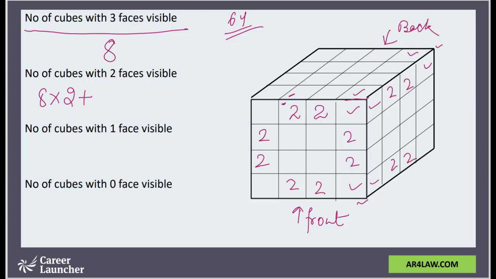Now similarly, these cubes also, the ones that I'm writing 2 here. So there are 4 cubes on this side, and there are going to be 4 cubes on this side also. So again 4 into 2. Total, this tally comes around to be 16 plus 8, 24.